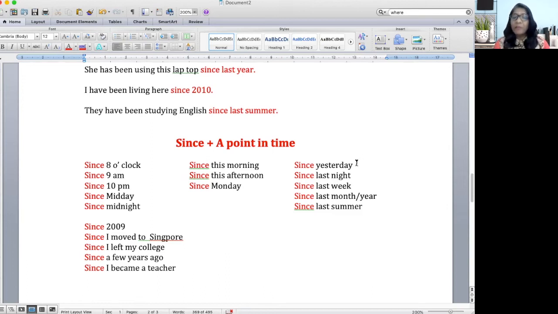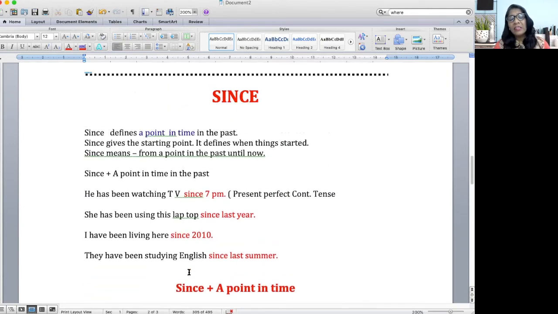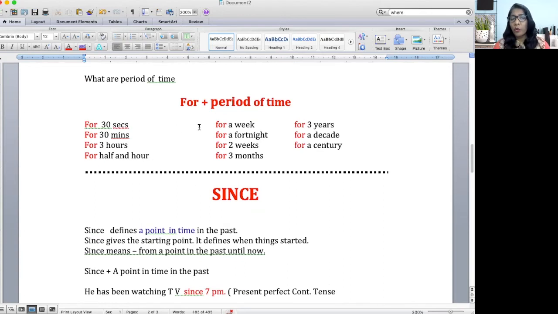Here, since yesterday, since last night, since last week, since last month, since last year, or since last summer. We can also use since along with a point of time, like since 2009, since I moved to Singapore, or since I left my college. I have heard people saying "when I left my college"; it's actually since I left my college, since a few years ago, or since I became a teacher. These are points in time which you can use with since, and these are periods of time which you can use with for.